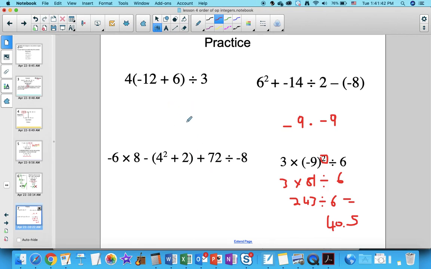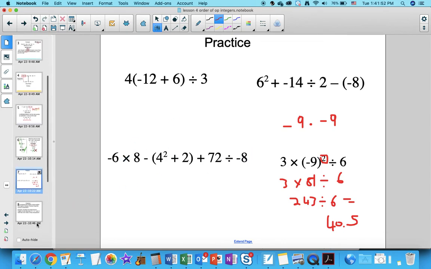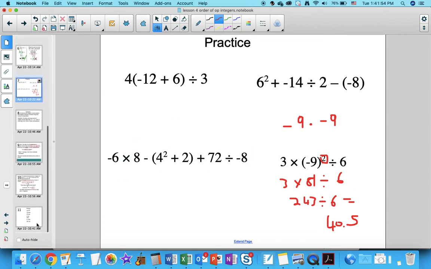Then I checked for exponents again. Then I checked for division and multiplication, right? And I saw I had multiplication and division on the same question. So I go left to right. And as you follow those rules, it should be easy, and just simple steps will solve complicated questions.